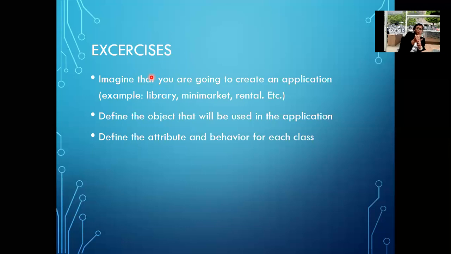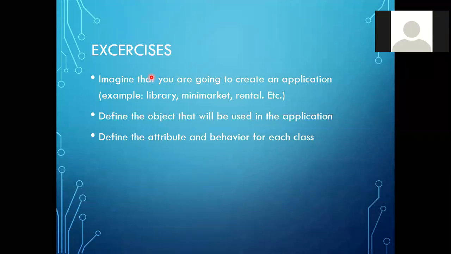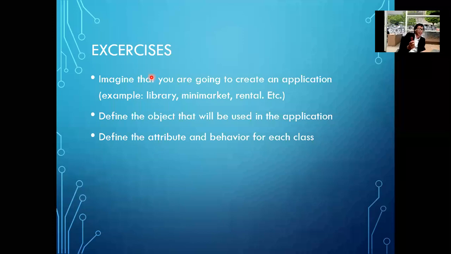After you define the attributes, you need to define the methods. What do you think? The methods of goods. Sell. Okay. And then buy. Add stock. Okay. And then broken stock. Okay, that's good. So you already understand what I mean.